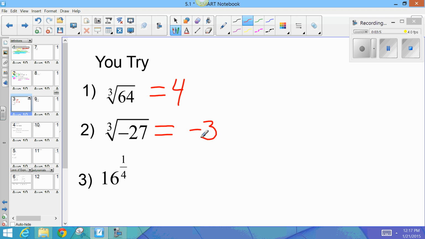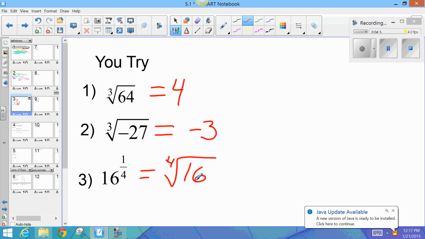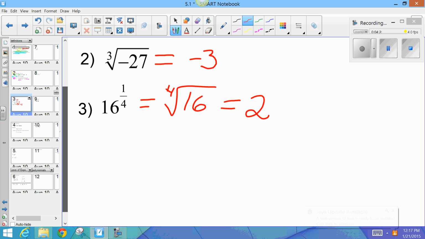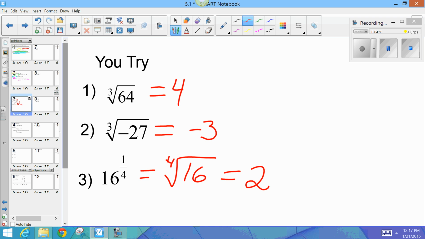Okay, 16 to the 1/4 is equal to the 4th root of 16. Okay, so the number that I can multiply by itself 4 times that makes 16 is 2. 2 times 2 times 2 times 2 is 16. It's an even root. Okay, so that means I'm just going to take the positive answer. All right, next page.